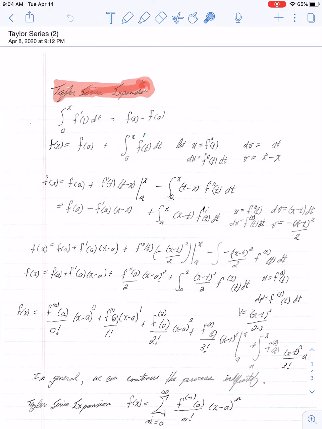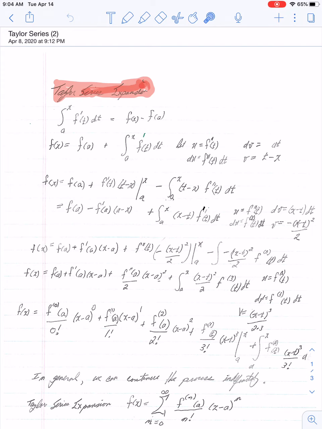Now t, remember, is my variable, so I'm going to have to integrate that to get v. So what is v? v is the integral of that. I do it by u substitution. I'm going to let u be x minus t. du is minus dt, and when you do the work, you're going to figure out that v is minus (x minus t) squared over 2.